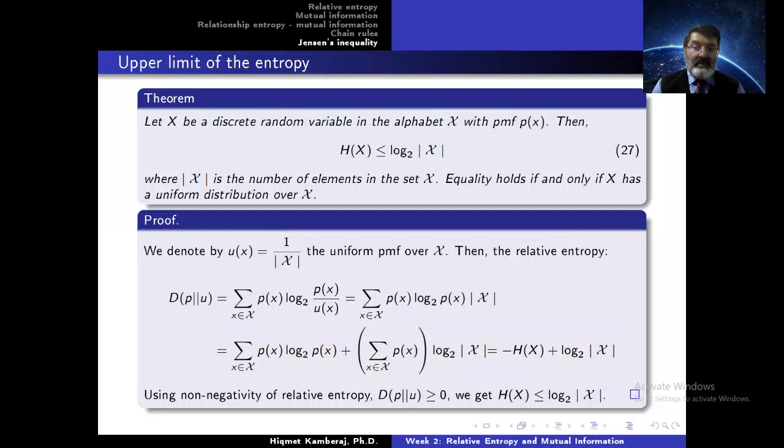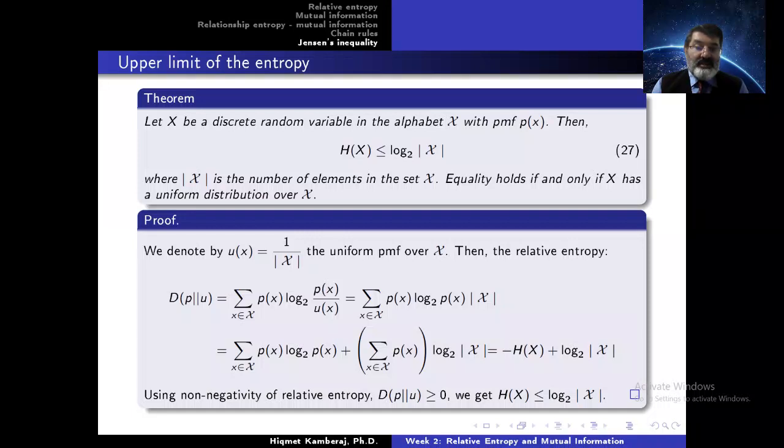Then from this we arrive on the second line. We can write the log with base 2 of p of x times the cardinality of chi as a sum of two logs, log with base 2 of p of x plus log with base 2 of cardinality of chi. Then we have two terms. The first is the sum over all x's p of x log with base 2 of p of x, plus the sum over all x's p of x, and the term log with base 2 of cardinality of chi can be brought outside the sum because it does not depend on x.